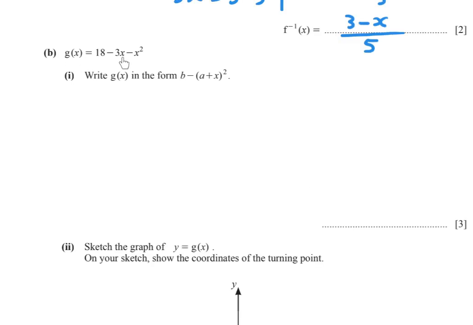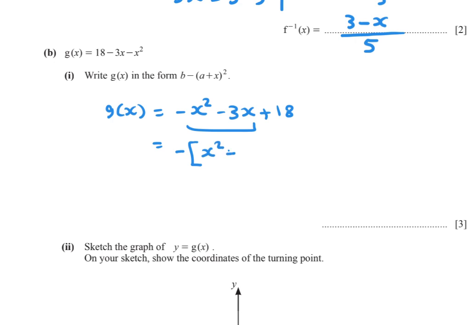g(x) equals 18 minus 3x minus x squared. Write g(x) in the form b minus (a plus x) all squared. So completing the square. You can arrange this one. So g(x) equals negative x squared minus 3x plus 18. We arrange in descending order. Now focus on x squared and x. If you have a number in front of x squared, take it common, so negative common. You are left with x squared plus 3x.